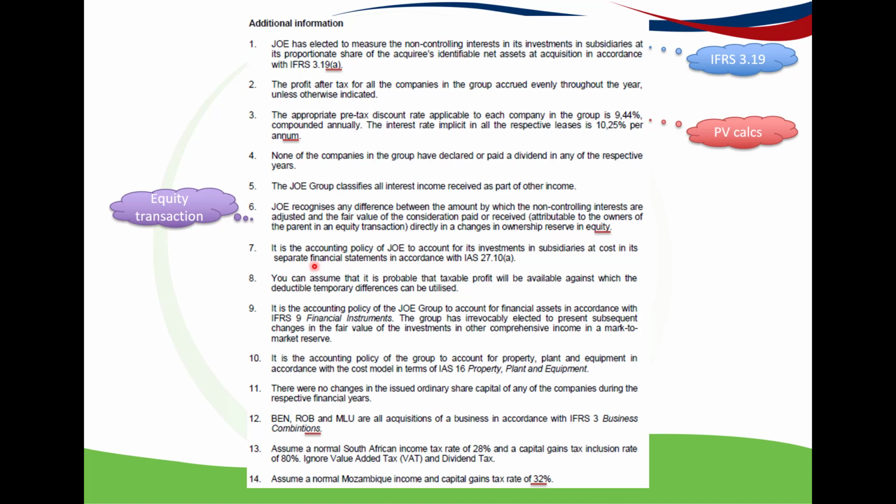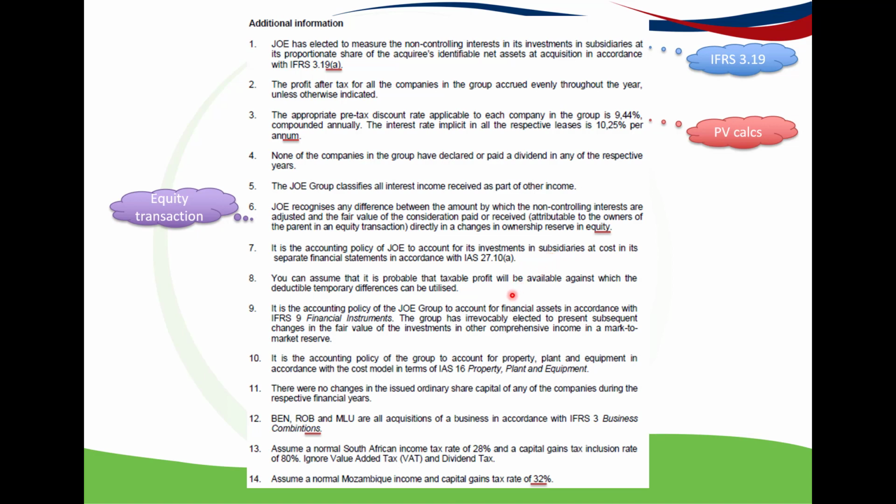Number 7, it is accounting policy of Joe to account for investments in subsidiaries at cost. What is useful about this sentence is actually what is not there: there's no mention of investments in associates or joint ventures, only subsidiaries.